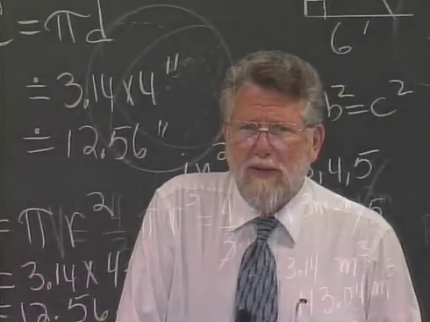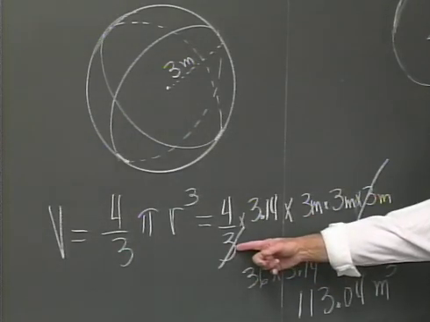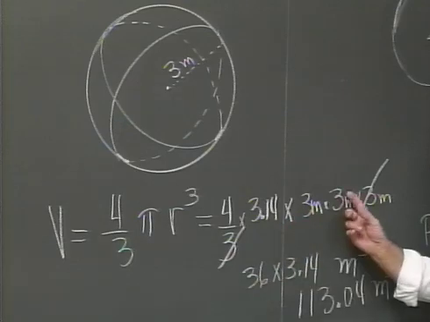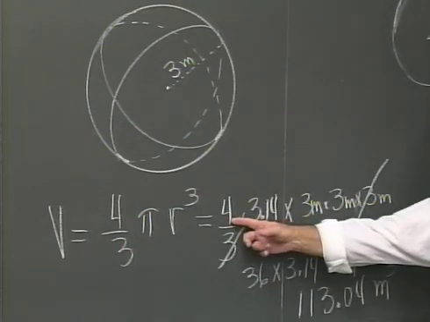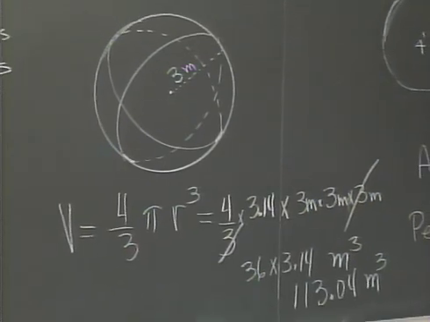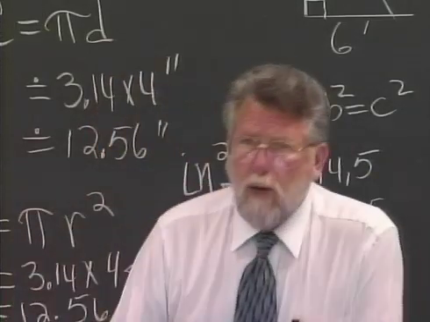That's what I thought you might be doing. There's your solution. Now notice I substituted and then did a simplification because I had a 3 down here and a 3 up here. They canceled, so I have 9 times 4 is 36 times 3.14, and that gives you 113.04 cubic meters. Okay. Any question in that one?